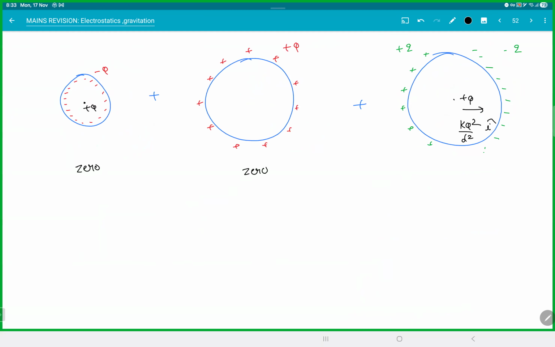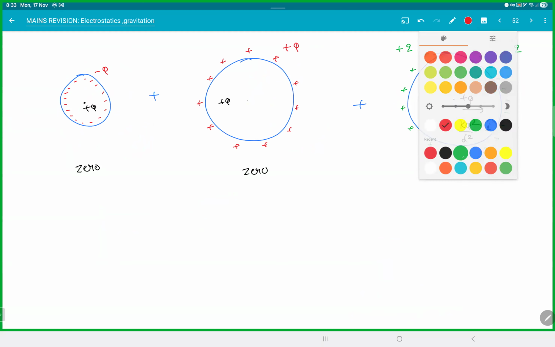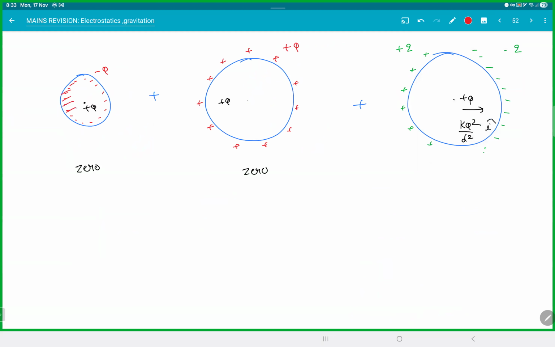What if I just put the charge plus q away from the center? Do you still think it is valid? If it is not in the center, then what do you think will be the charge distribution? This guy will become non-uniform, right? If you don't place it in the center, how will the induced charge distribution look like?